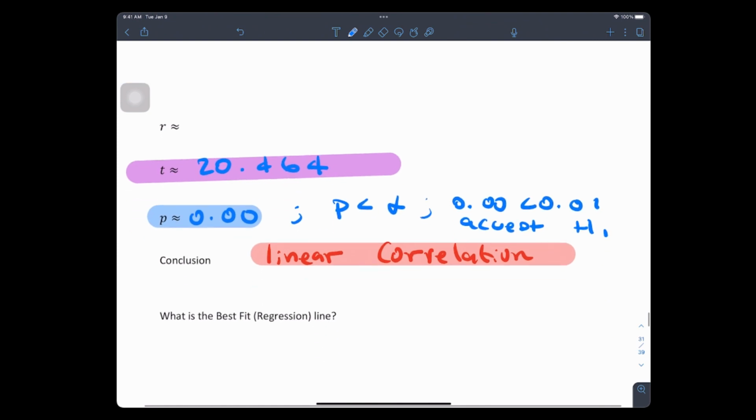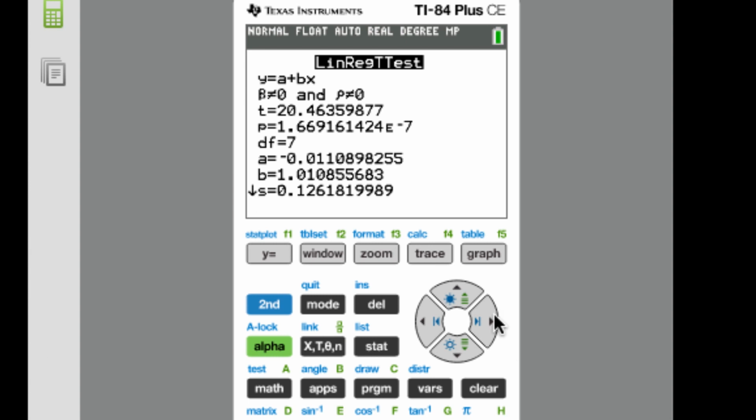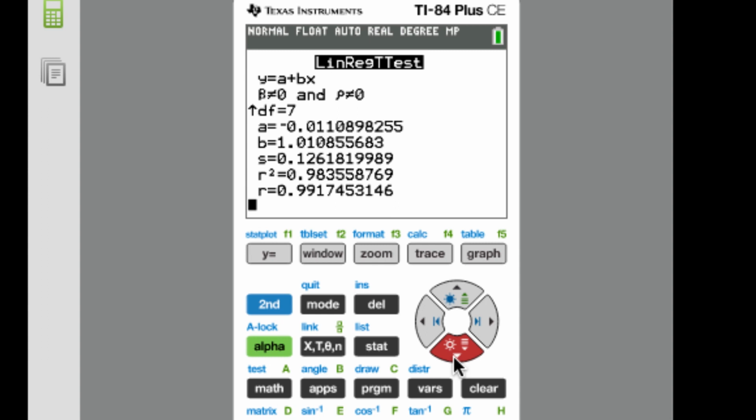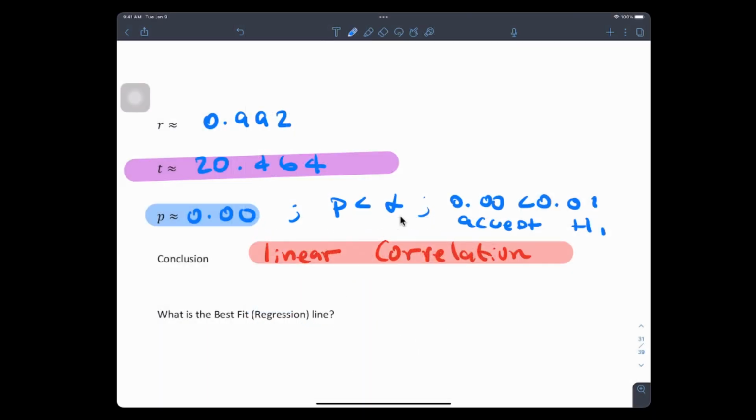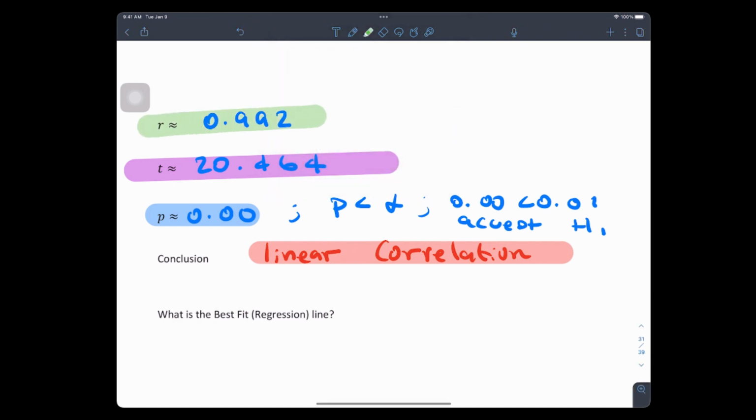How strong is that correlation now? What's the R value? TI, what's R? Well, we're going to have to scroll down. R is approximately what? 0.99 what? 1. Is that right? Or 0.992. You're right. 0.992. You guys know something about that number? That is pretty close to what? That's close to 1. That's even closer than the last one. So it's pretty strong. I would say that's a strong positive linear correlation because R is positive. If R is negative, it'd be a strong negative. You have a strong positive linear correlation.